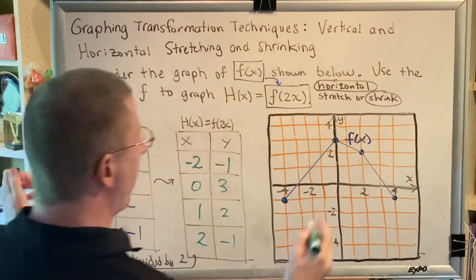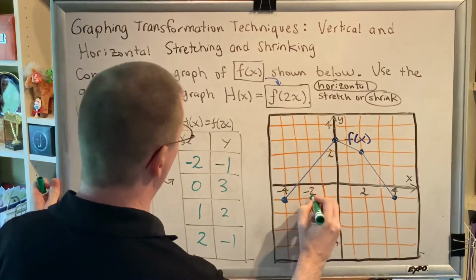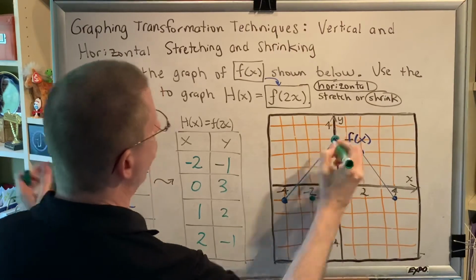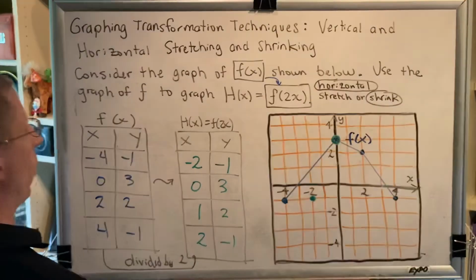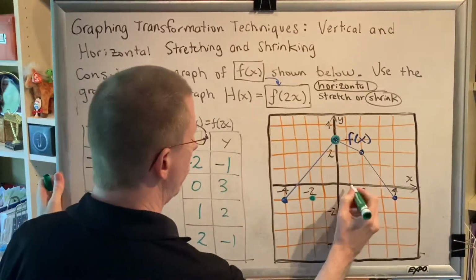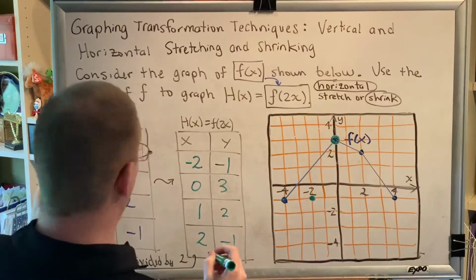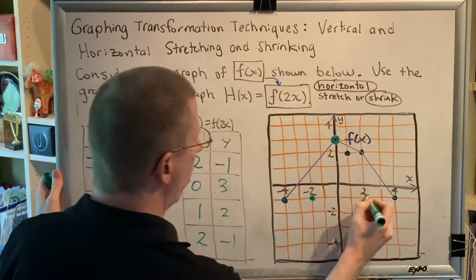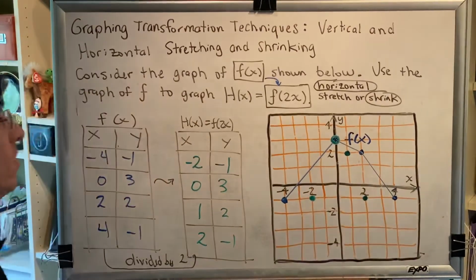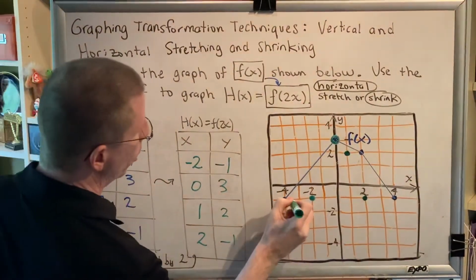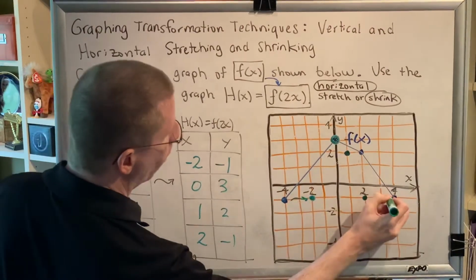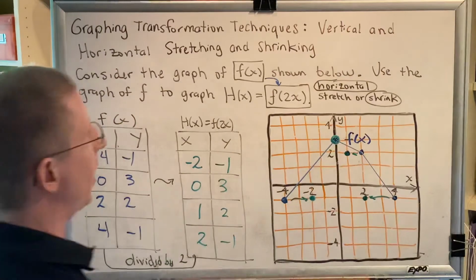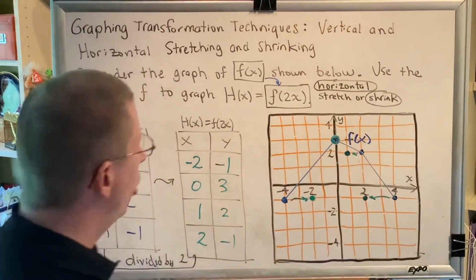So -2, -1, that would be this point right here. 0, 3, notice that point didn't move. If something is already on the y-axis, it can't get any closer. 1, 2 would be this point right here. And 2, -1 would be this point right here. And notice that that is exactly what we observed. The blue points are all moving towards the y-axis. That is indicative of a horizontal shrink.